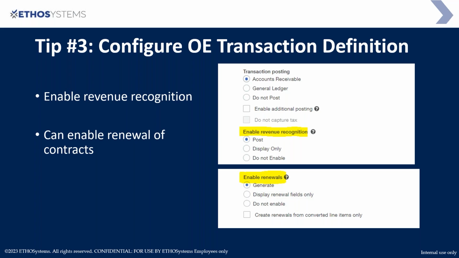In this case, I have mine selected to post. On top of that, if I want Intacct to generate renewals for me, I can also select that option. We can also choose not to enable it. But in my case, I have it enabled so that it can generate the renewals for me automatically. So it's important to configure order entry right.